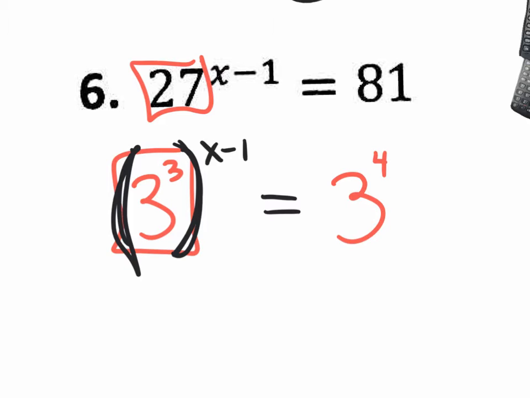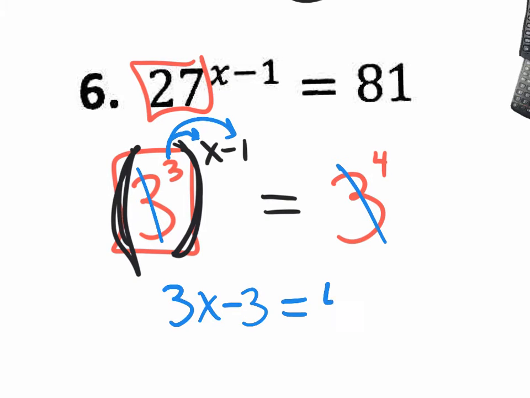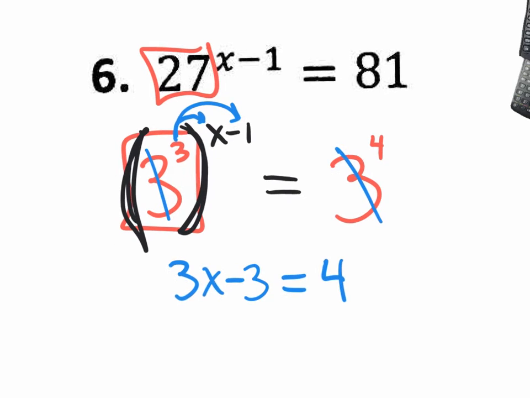the exponents. However, on the exponents, I have a power to a power. So I have this 3 times the binomial x minus 1, which you're going to have to multiply 3 times x, that's going to be 3x, and 3 times 1, that's going to be a minus 3 instead of a minus 1. Of course, this 3 and this 3 disappear. Your new equation is going to have a 4 on this side. And we will get an ugly answer. It's going to be a fraction, but that's okay.